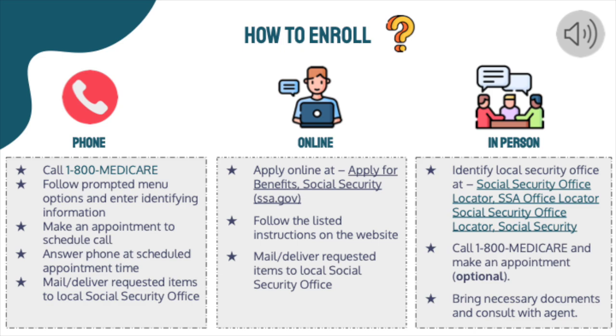You can apply online at the link below or at ssa.gov, follow the listed instructions on the website, and again, mail or deliver the requested items to the local Social Security office. Or you can go in person. To identify a local Social Security office, you can click the link below, or you can call 1-800-MEDICARE and make an appointment. Again, remember to bring the necessary documents in for your appointment.